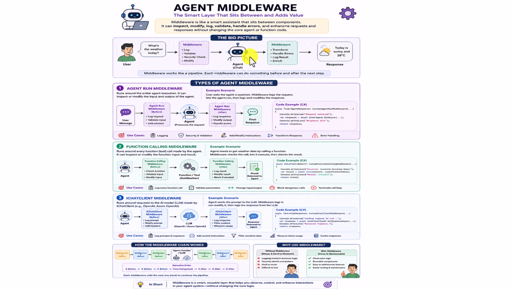Let's understand what the types of agent middleware available in the agent framework are. The first type is agent run middleware. This middleware runs around the entire agent execution. That means it can see the user message before the agent processes it, and it can also see the final response the agent finalizes. So agent run middleware is useful when you want to control the complete run. This is a simple workflow. The user sends the message, agent run middleware runs before, and agent run middleware runs after the final response.